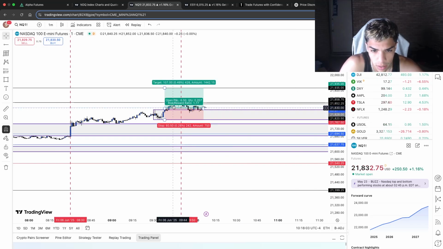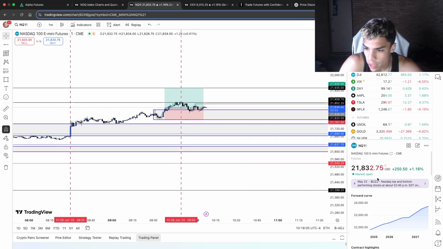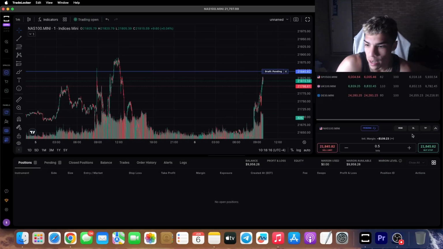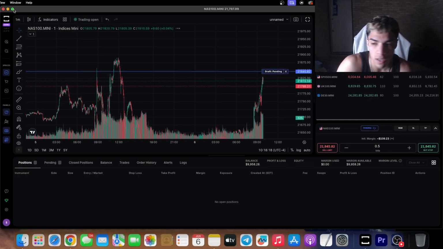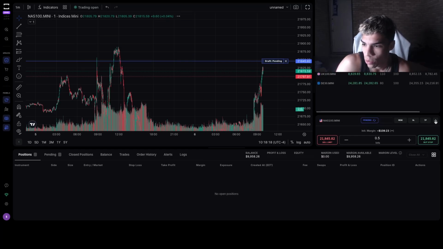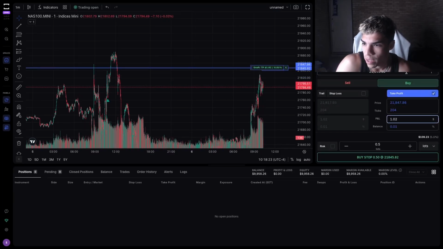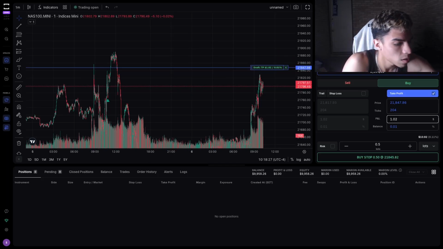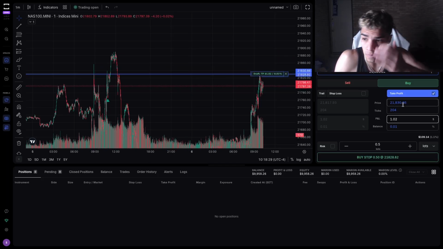So it says entry price is at 21,828. I'm gonna go to Trade Locker here on my phone. Or let's just do it over here. I'm gonna do it with you guys, so y'all can see. 21,828, right? I said 21,828. So we'll do a pending buy of 21,828.